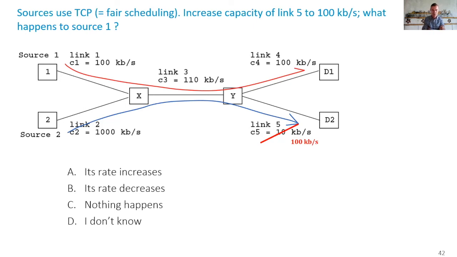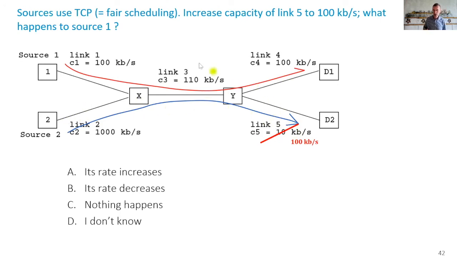Here's another system. Now I'm using congestion control, so the sources use TCP, which we can see also as a way of doing fair scheduling, a way of sharing the resources of the network in a fair way. So roughly speaking, proportional to what you need. And here's how my network is. At the beginning, my network was with the rates that are given here, 100 kilobit per second, 110, 100. There's one red flow and one blue flow.